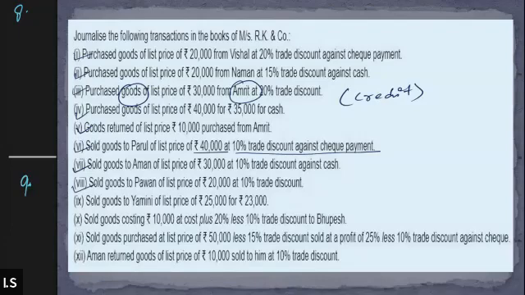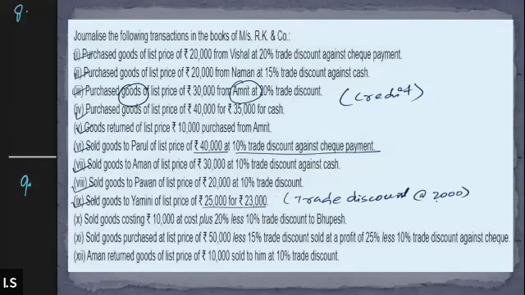Next transaction. It says, sold goods to Yamini of list price 25,000 for 23,000. Now see, we are selling goods at a discount of 2,000 again, right? But the thing is, this time the trade discount is not mentioned here. So we will presume that there is a trade discount of 2,000. I'm presuming that there is a trade discount of 2,000 given to Yamini.